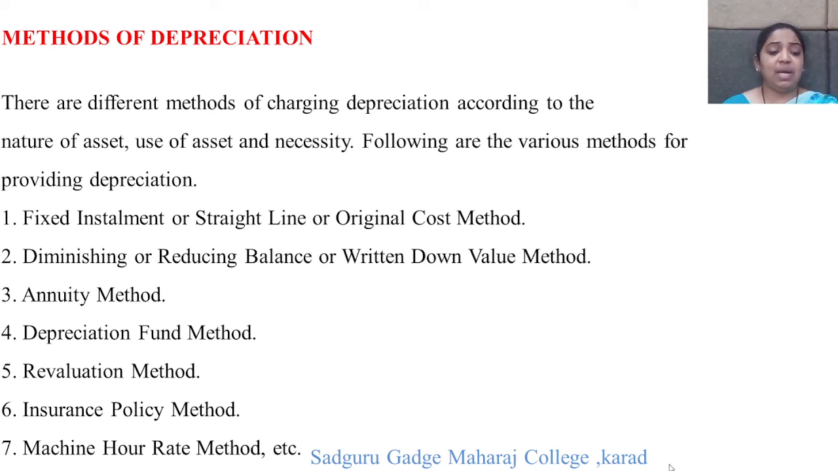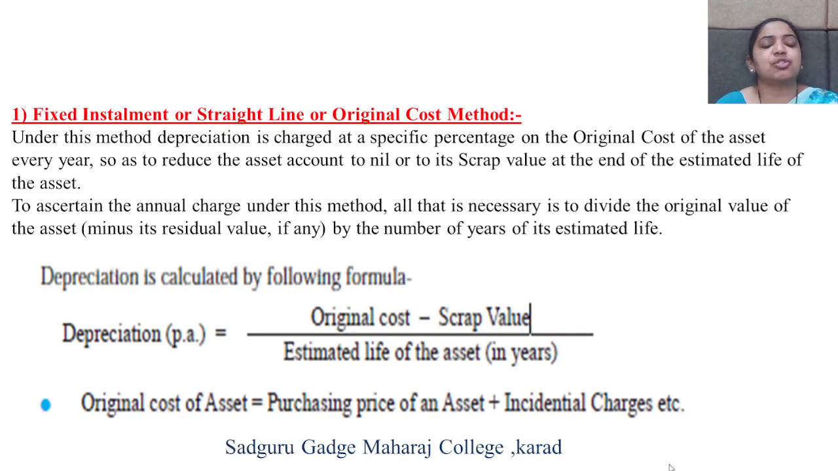So you can see various types of methods are there, but in your textbook we have only the first two methods, which are fixed installment and second is diminishing value or written down value method. Let's start with the first one, which is fixed installment or straight line, or you can say original cost method. You can see over here that the first two methods are very important, the rest you don't have.